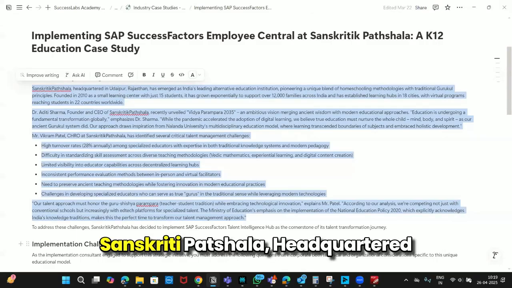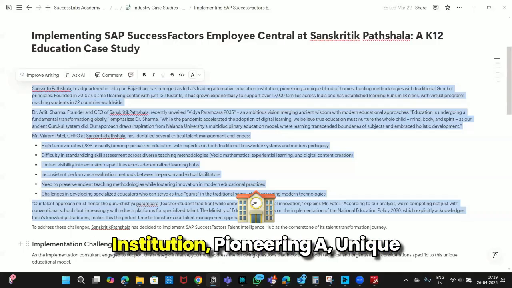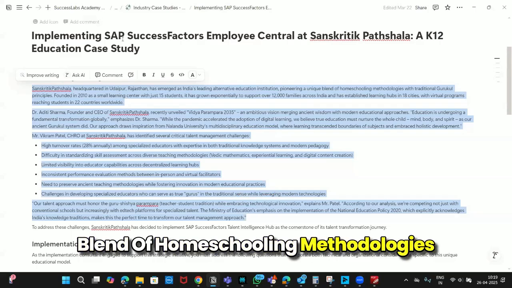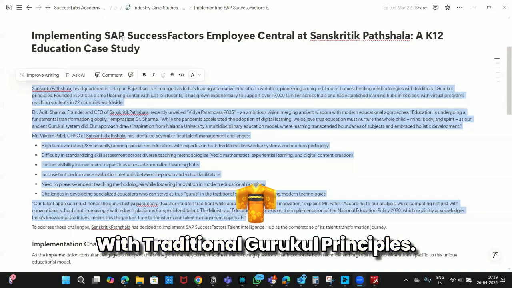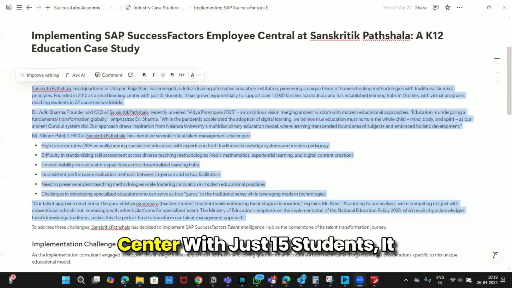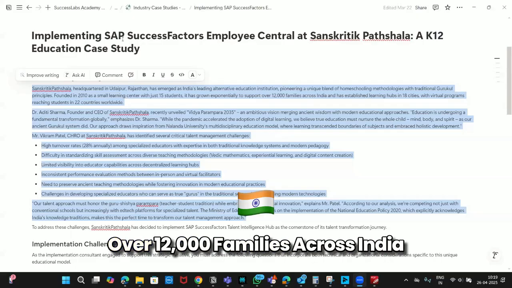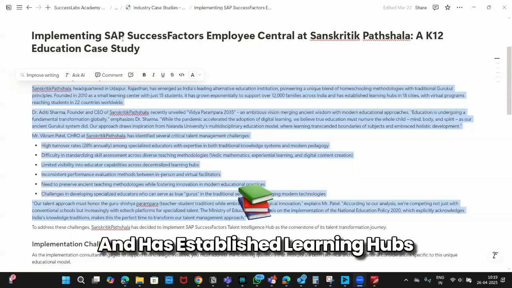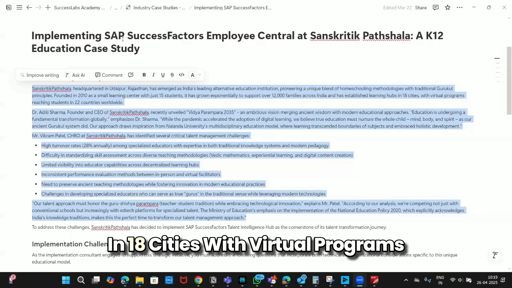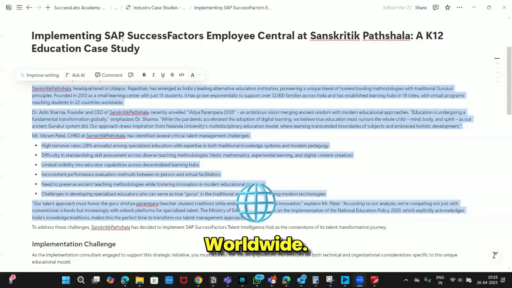Sanskriti Pathshala, headquartered in Udaipur, Rajasthan, has emerged as India's leading alternative education institution, pioneering a unique blend of homeschooling methodologies with traditional Gurukul principles. Founded in 2010 as a small learning center with just 15 students, it has grown exponentially to support over 12,000 families across India and has established learning hubs in 18 cities, with virtual programs reaching students in 22 countries worldwide.